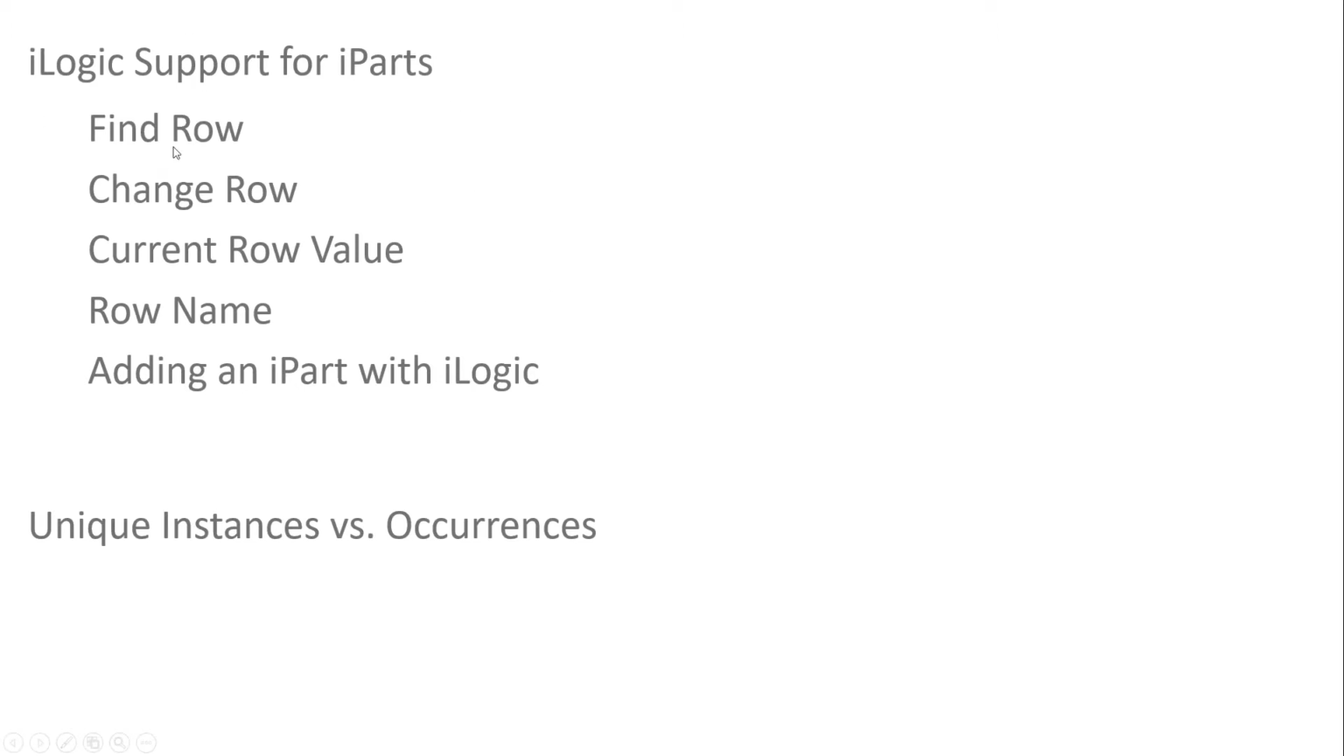First with iLogic, we can find a row within a table that we want to use. We can change a row. We can access the values from a particular row within the table of our iParts or iAssemblies. We can get the row name, and we can add an iPart with iLogic to an assembly. So perhaps we want to swap in components. We have the opportunity to go out to our repository where we have our files, bring in an iPart, and then we can define which row within that iPart we want to use.